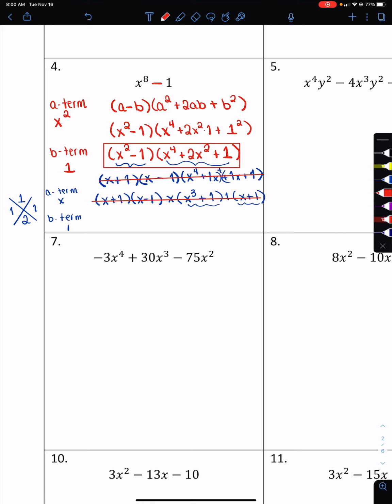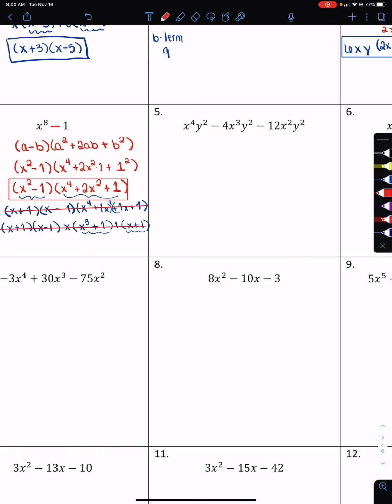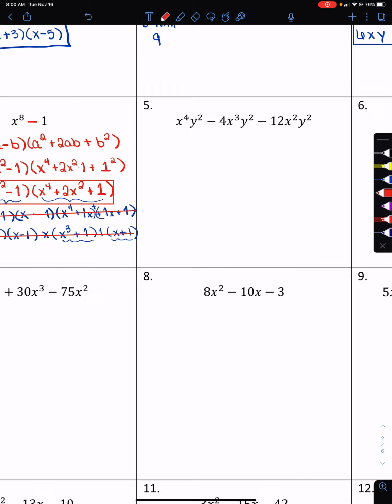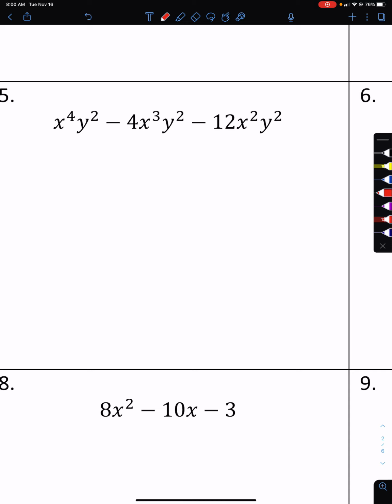All right. Let's go over to number 5. On number 5, I want to first look to see if there's a GCF. Is there anything that we can factor out? Yes, in this case, we can factor out an x squared, and we can factor out a y squared. So then I'm left with x squared minus 4 times x minus 12.